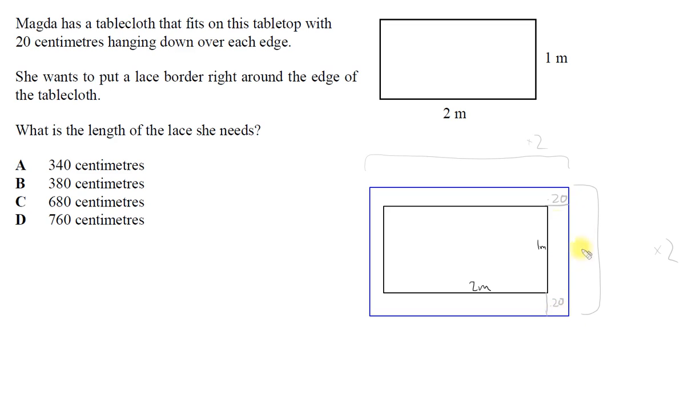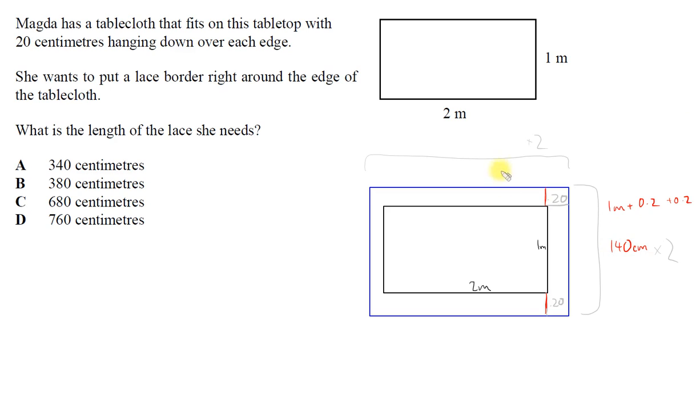So let's calculate our first smaller side here. We have 1 meter plus 20 centimeters here and 20 centimeters here. So 1 meter plus 0.2 plus 0.2, since 0.2 meters is what 20 centimeters is. Now, converting this all to centimeters, what we get is 140 centimeters.